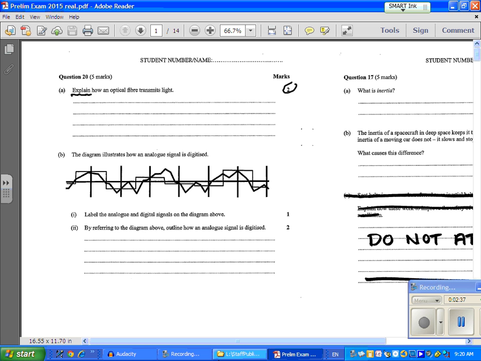So what they're really looking for is 2 facts. The optic fibre is glass with a different density to the coating around the outside. That would have gotten you a mark. If you mention total internal reflection, that's going to help you. And if you mention the fact that it uses refraction, and even if you describe what refraction was, that's going to help you there.